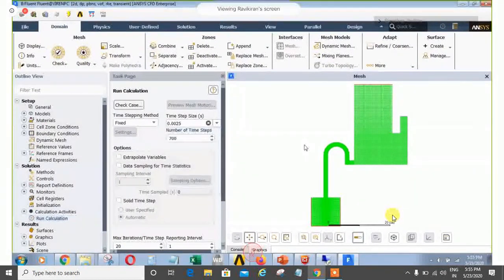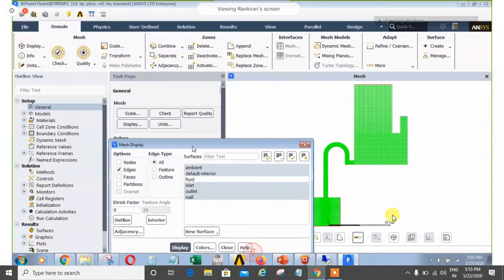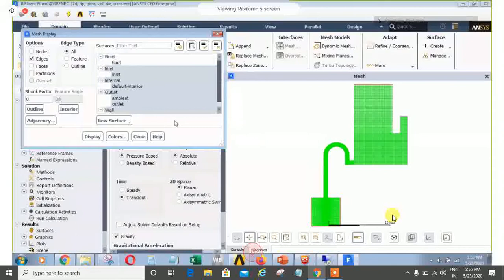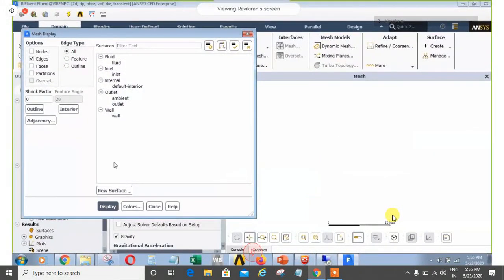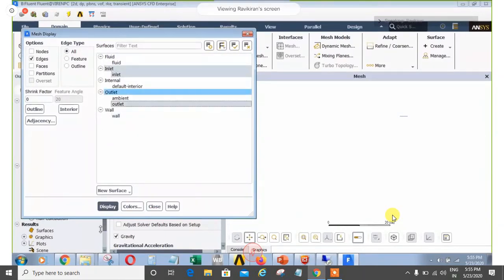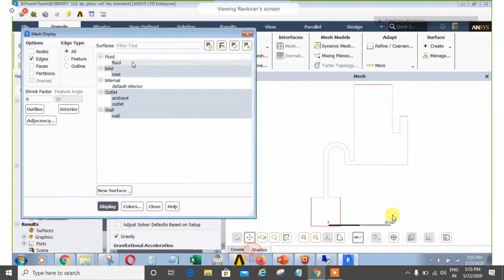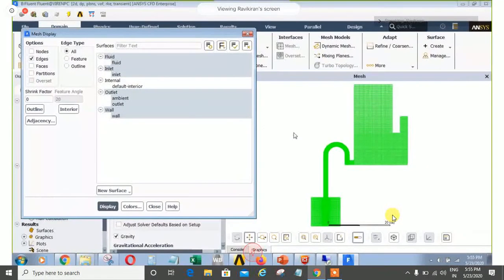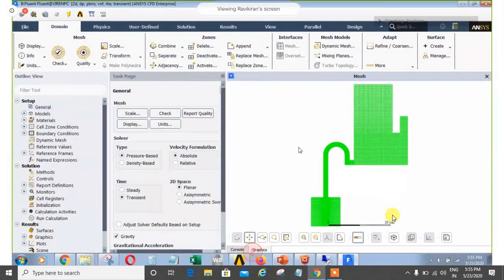Okay, so first of all, we will be seeing this one when we are looking for the discrete phases. So this is our inlet, this is our second outlet, and this will be our ambient. The rest of the code will be acting as a wall, and this will be our total fluid domain.